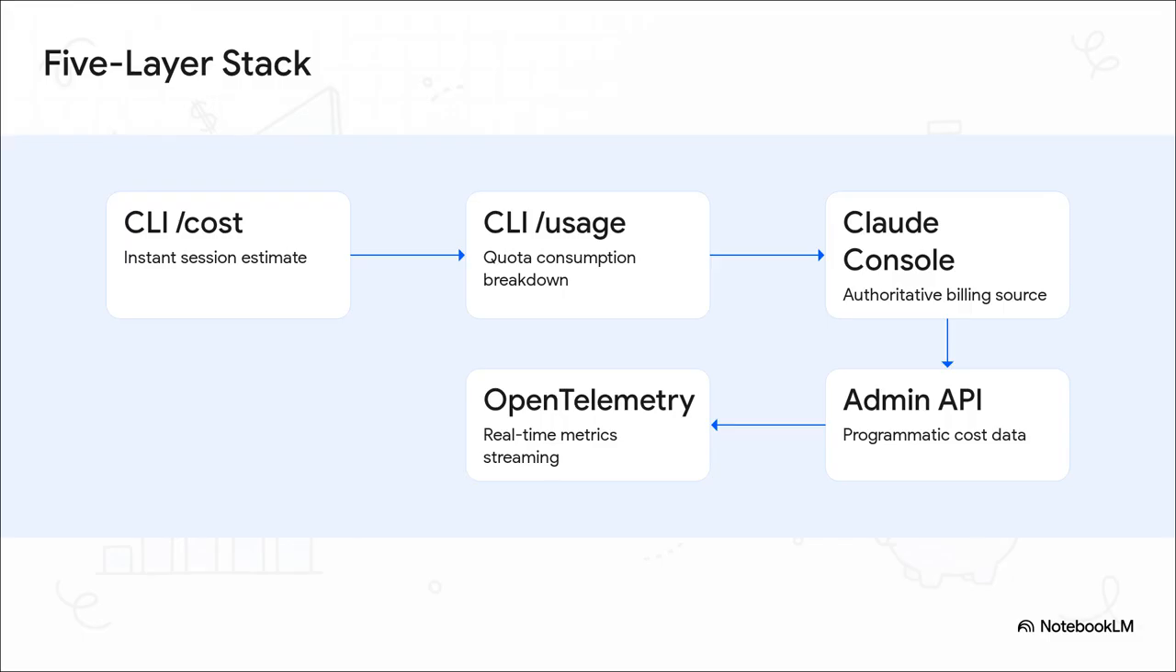Now, cost and token monitoring isn't just one magic toggle. It's actually a 5-layer stack. And as we move down this list from 1 to 5, we're scaling up in organizational complexity. We start right at the top with local fast gut checks using the CLI /cost and /usage commands. Next up is the console usage page. Then, for programmatic access, we drop down to the admin API. And finally, at the foundational level, we have OpenTelemetry, where setting just 3 little environment variables streams your token metrics directly into Prometheus, Grafana, or Datadog.